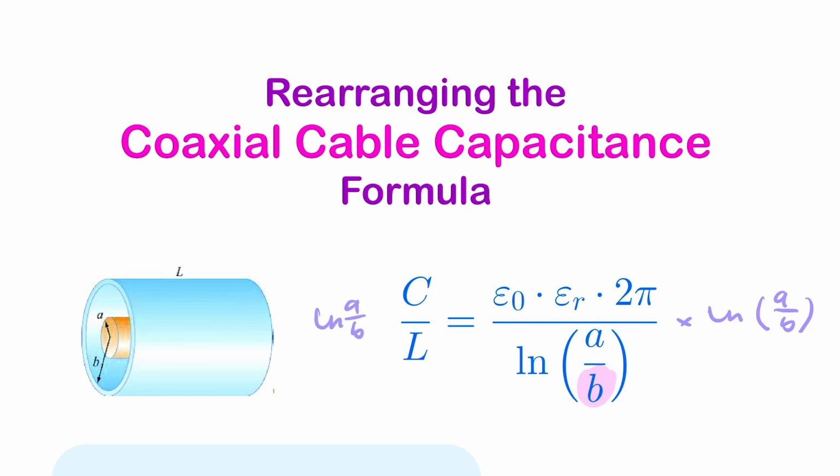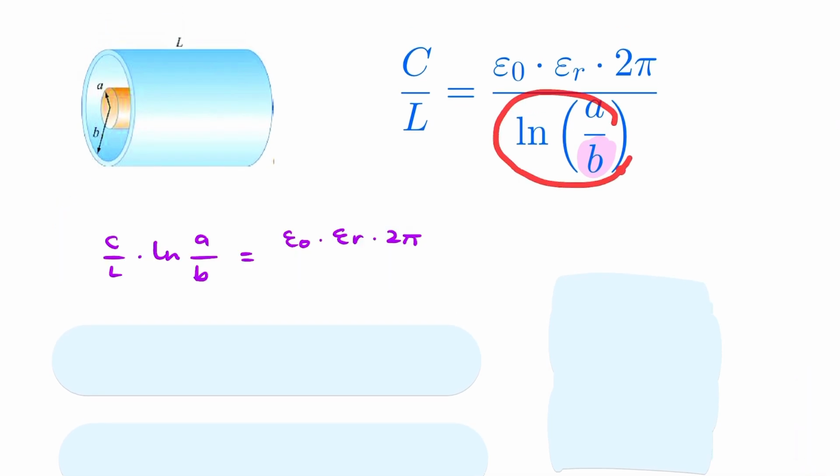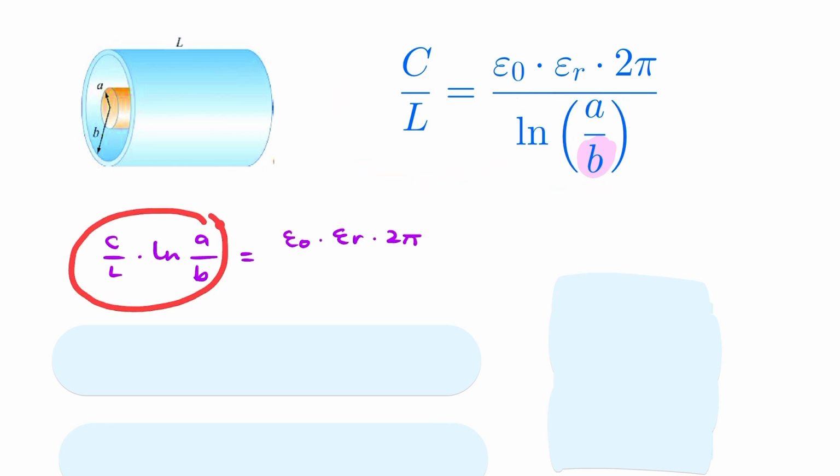And I'll do that so that we can eliminate the natural log, the thing that we want, from the denominator. So I'm going to multiply both sides by the natural log of a over b. So what that gives me is that. I multiply the right-hand side, that cancels, and I end up with, on the right, just that product, and on the left, C over L, the capacitance per unit length, multiplied by the natural logarithm.